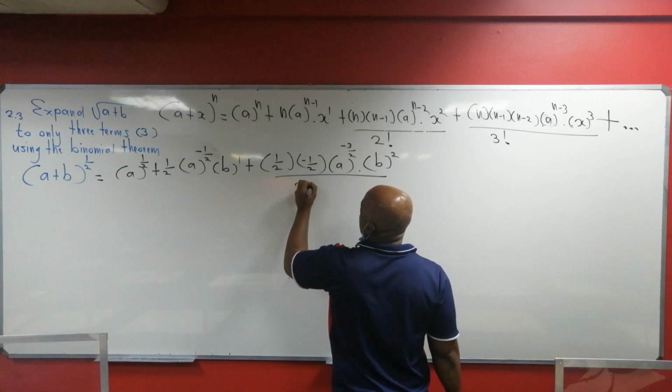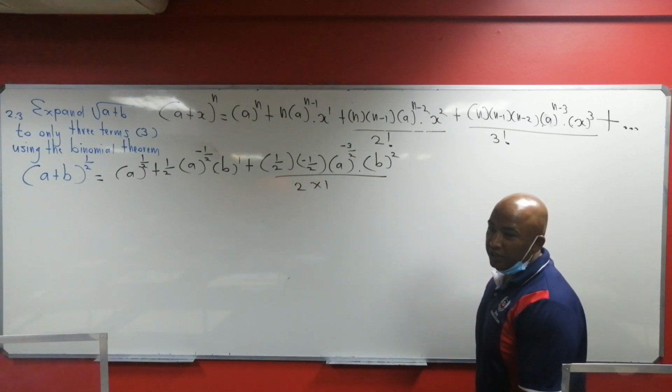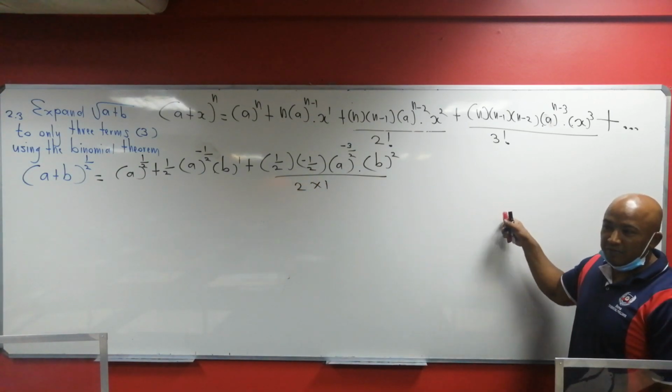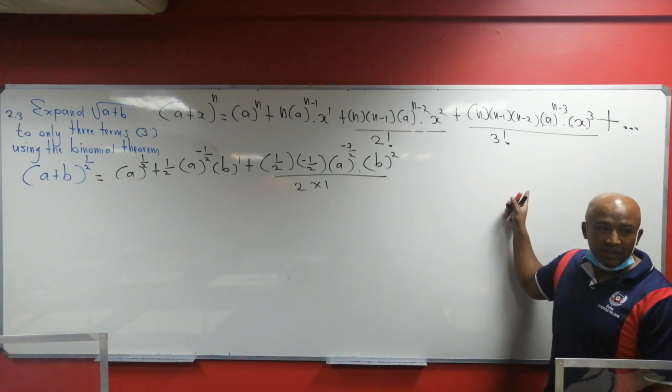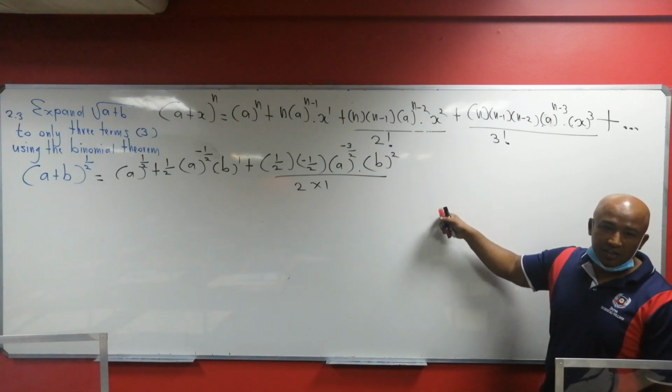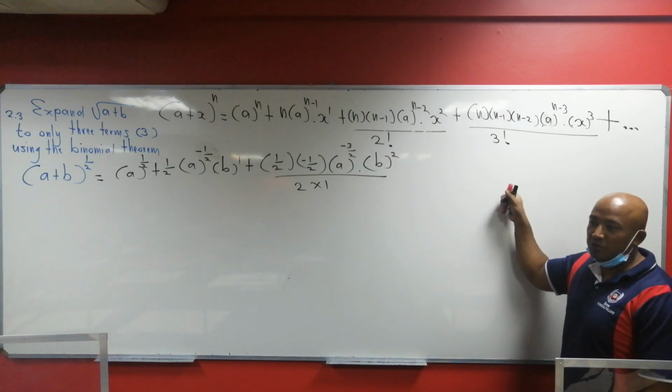Factorial of 2, it means 2 times 1. If I say factorial of 6, it means 6 times 5 times 4 times 3 times 2 times 1. Okay, that's a symbol to write out the factorial. Okay, if I say factorial of 5, it means 5 times 4 times 3 times 2 times 1.